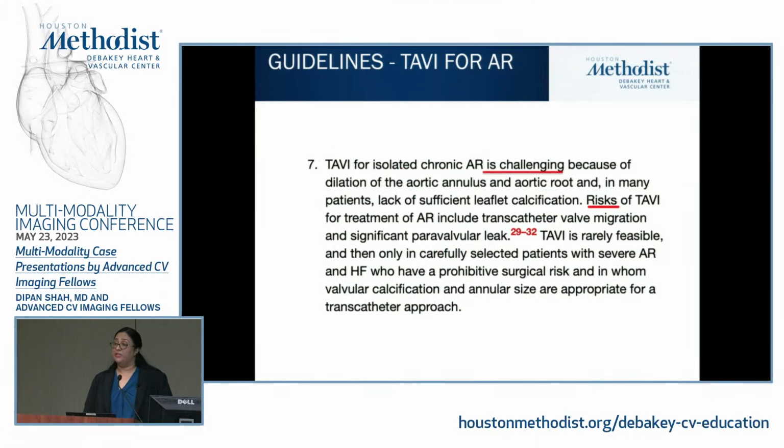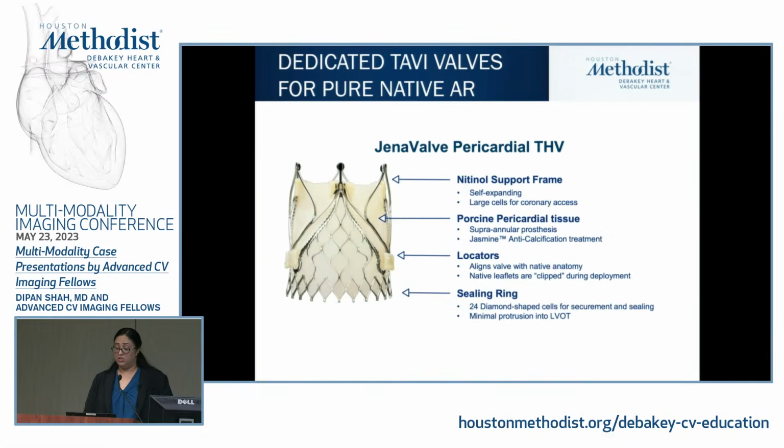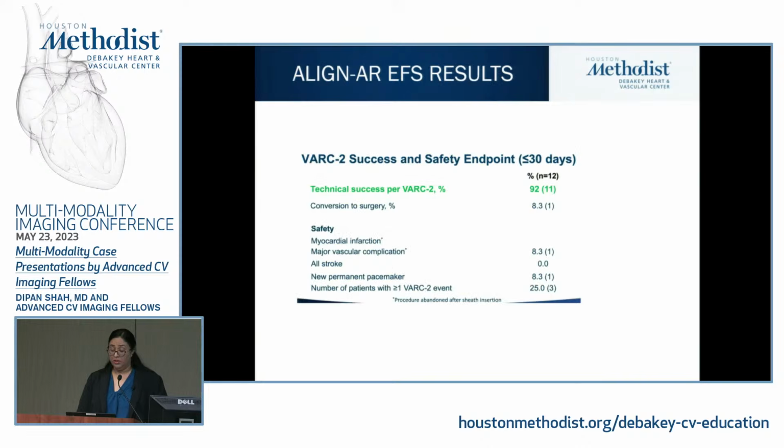Are there dedicated TAVR valves for pure aortic regurgitation? So there are two valves, the first of which is the JenaValve. It's a porcine root self-expanding valve on a nitinol frame, and it has feelers here. These feelers help in clipping the device to the native leaflets. It also helps in commissural alignment. And so this valve was available as part of the ALIGN-AR trial, which completed enrollment in September 2022.